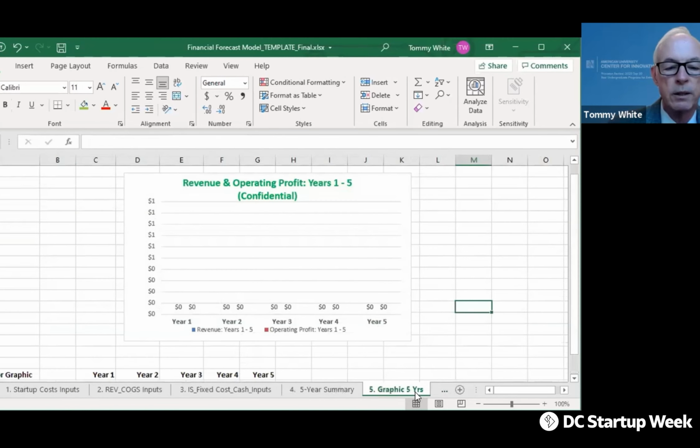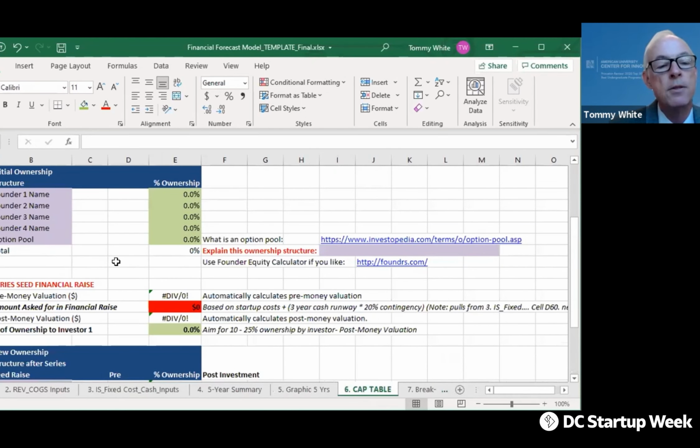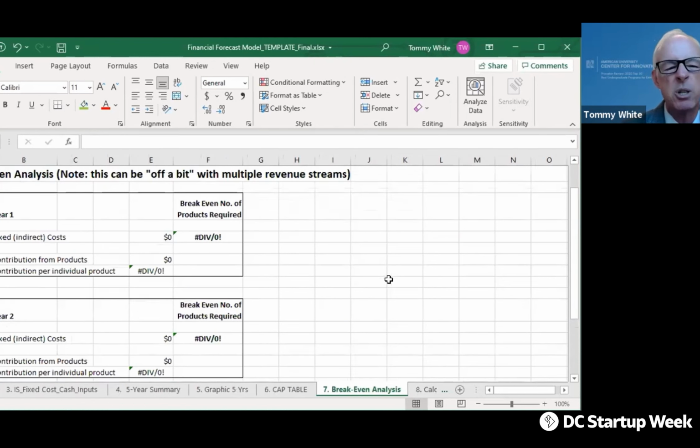A couple other things real quickly. It's all graphed out for you also, so you can use that if you want to. And then there's a couple of other worksheets in here. There's a cap table that is generated from this, and I'll show that to you with numbers to show you how that actually unfolds. I have a break-even tab here too, which is okay if you have one product, because then you could really figure that out pretty quickly. If you have multiple products, it doesn't work as well, but it's in here if you want to use that.